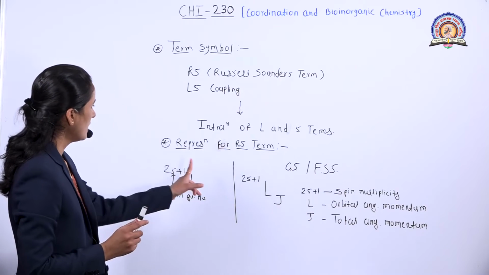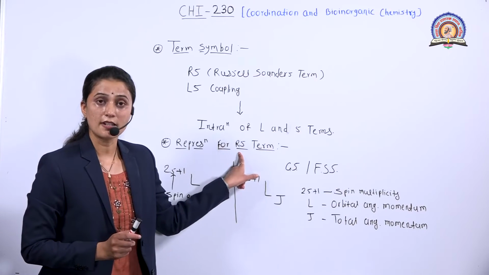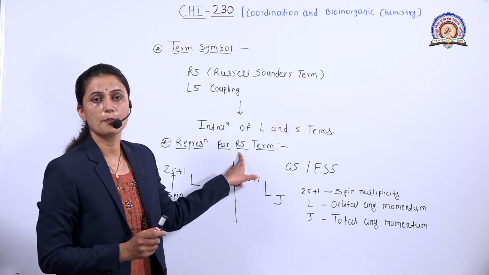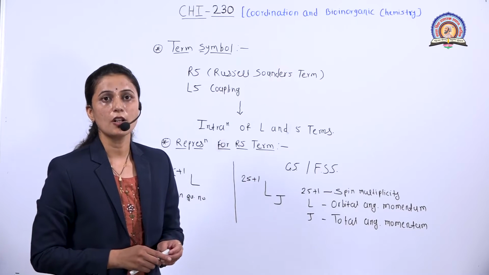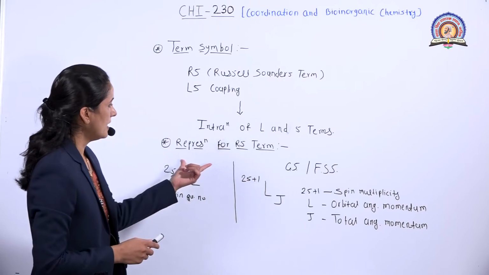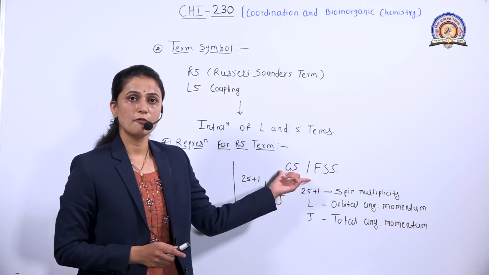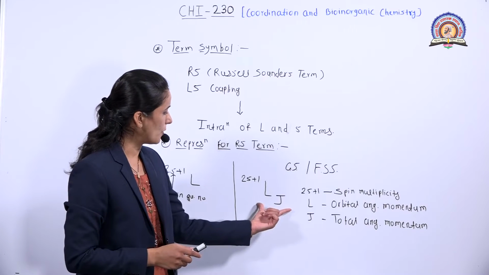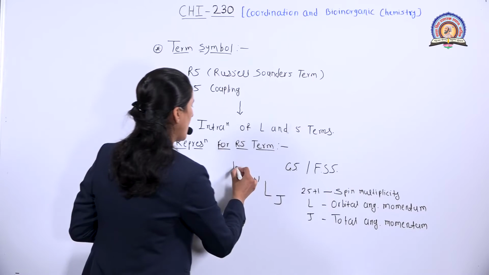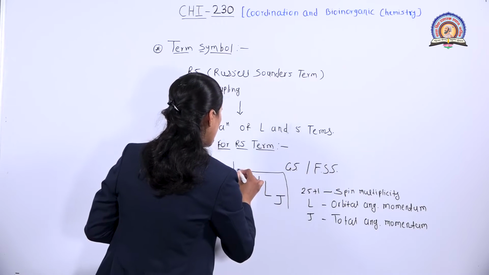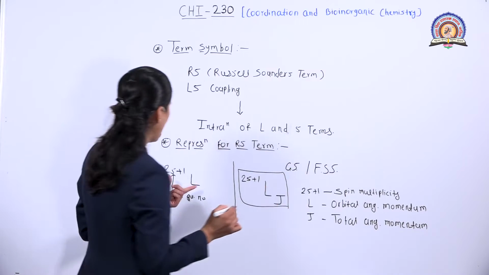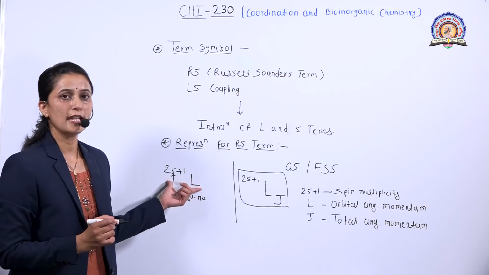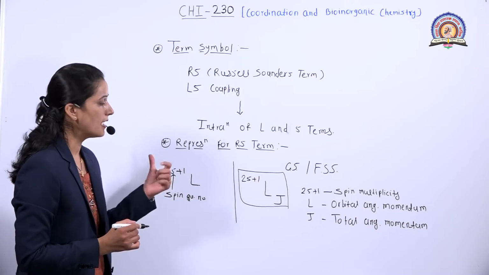I again repeat, this RS term is nothing but Russell Saunders term which is based on LS coupling or RS coupling. While this is your GS term which is also called the full spectroscopic symbol. This is the formula, that is 2S plus 1 L J, to calculate the full spectroscopic symbol, and this is the formula to calculate RS term, that is 2S plus 1 L.